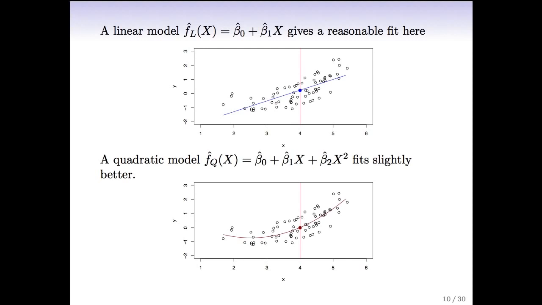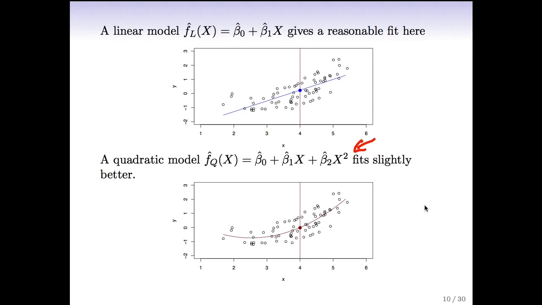So here's our same little example data set, and we can see in the top plot, a linear model gives a reasonable fit to the data, not perfect. In the bottom plot, we've augmented our linear model, and we've included a quadratic term. So we put in our x, and we put in an x squared as well. And we see that fits the data much better. It's also a linear model, but it's linear in some transformed values of x.